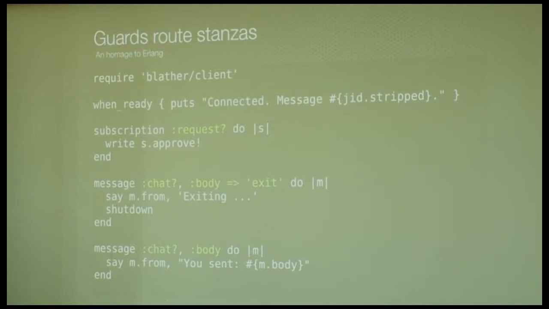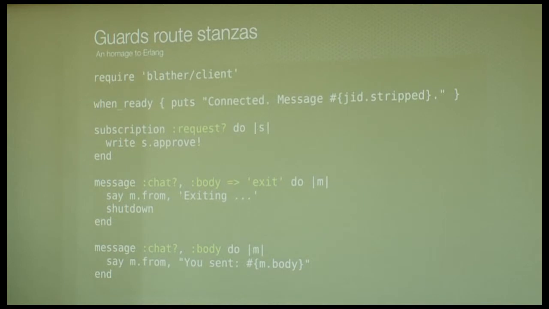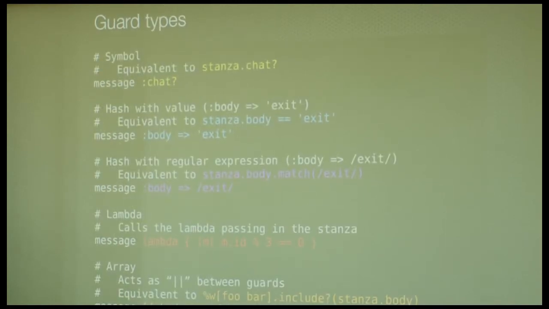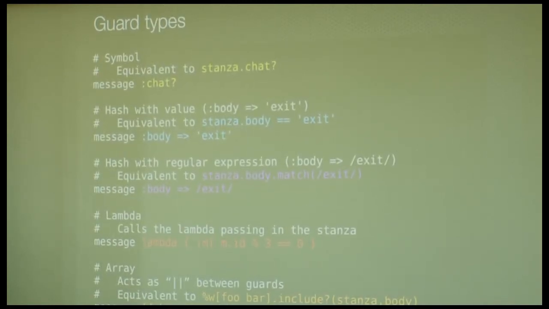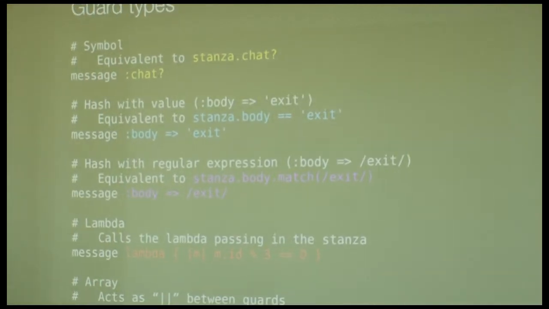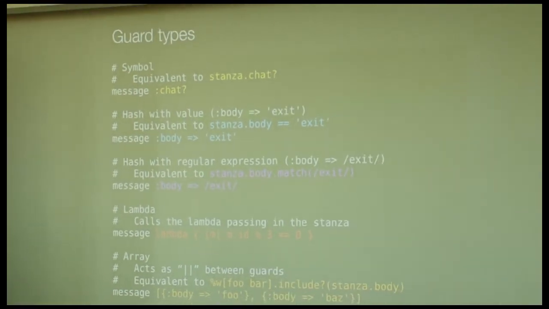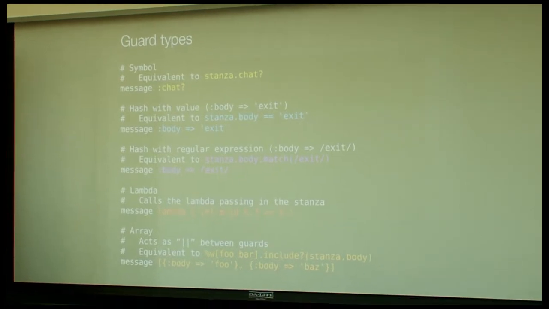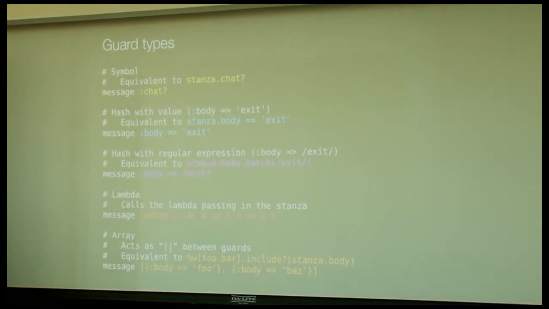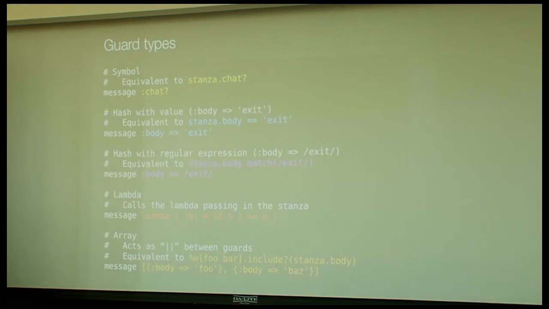So it's meant to look sort of like a pretty simple functional language. And here, these are the types of guards. So just a regular symbol, basically it calls that on the stanza object, and if it returns anything not false or not nil, it handles it. Hash with value, it just runs an equality. Hash with regex just checks for the regex within, for example, the body. Lambdas, so that you can do really complex guards if you wanted to.